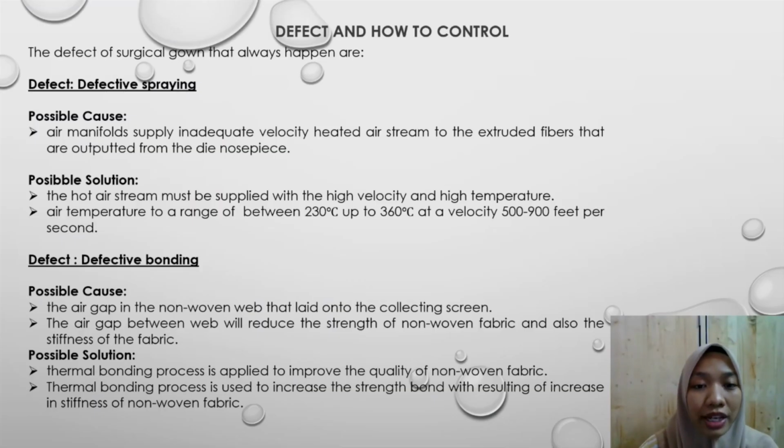I am going to present about defects and how to control the defects of surgical gown. First defect is defective spraying. Possible cause is the air manifold supplying inadequate velocity heated air stream to the extruded fiber that is outputted from the die piece. Possible solution is the hot air stream must be supplied with high velocity and high temperature, which is 230 degrees Celsius up to 360 degrees Celsius, with the velocity of 500 to 900 feet per second.